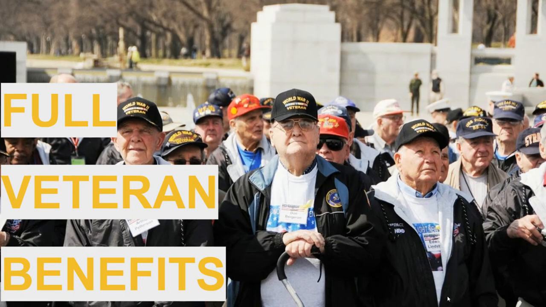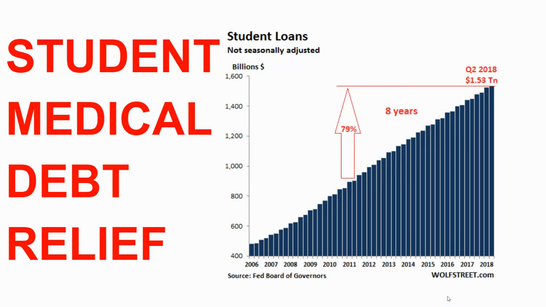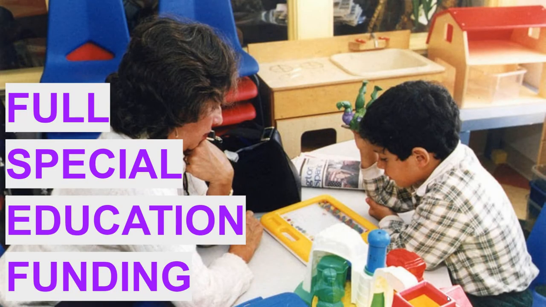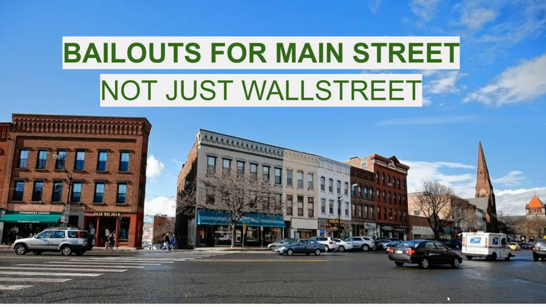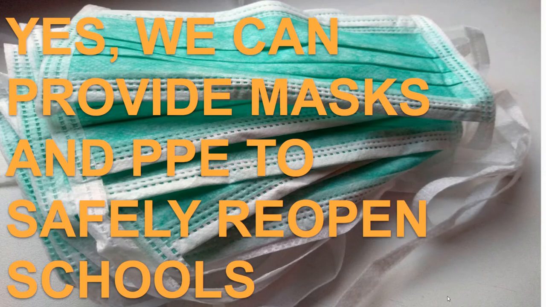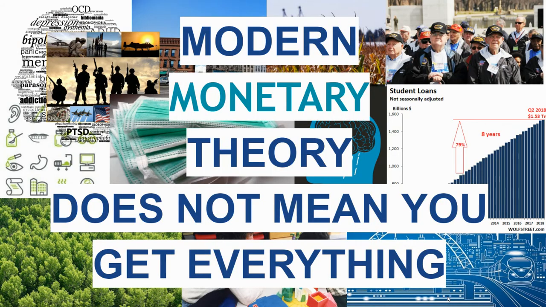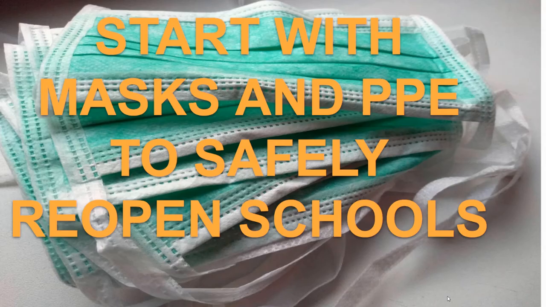So we can afford military spending, healthcare for everyone, full veteran benefits, aid and debt relief for farmers, and afford infrastructure, student and medical debt relief for everyone, full special education funding, mental health services, drug treatment, green solutions for a brighter future, and bailouts for Main Street, not just Wall Street, worker bailouts, state bailouts so we can keep our schools open. And yes, we can provide masks and PPE to safely reopen schools. Modern monetary theory doesn't mean you get everything. But modern monetary theory in balance means we can use it to raise the standard of the American worker. Let's start with masks and PPE to safely reopen schools.